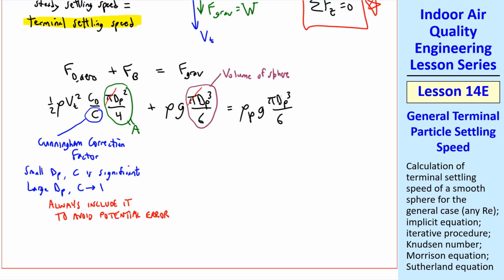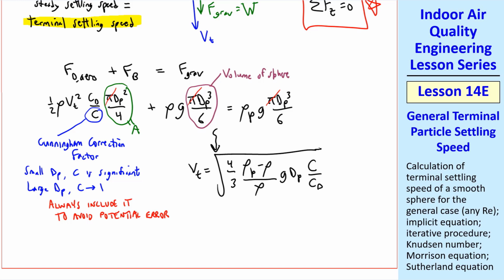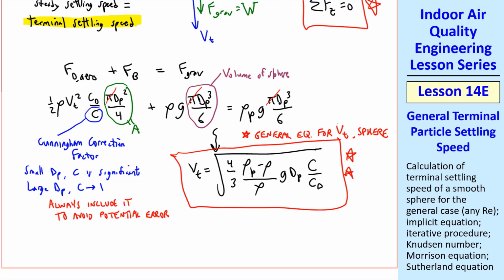Well, we see that π cancels out in each term, and dp squared cancels with 2 of these dp's, and we can combine these two terms together. After a little bit of algebra, we can solve for vt. vt is the square root of 4/3 times (ρp minus ρ) over ρ, times g dp, and C over Cd. This is our general equation for vt of the sphere, the terminal settling speed.